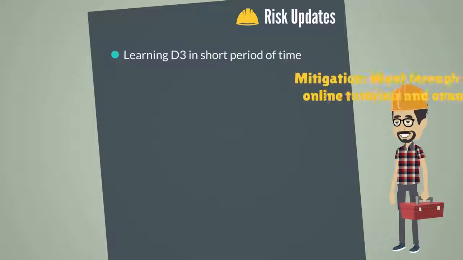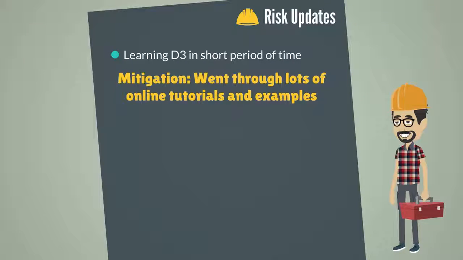As for risk updates, one of our initial risks was the difficulty of learning D3 to do simulation in a short period of time. So far, we've gone through a lot of online tutorials and examples to mitigate this risk, and we're able to successfully use D3 to draw static scaling SVG elements like the bike stations. So the more challenging risk is yet to come when we try to do the dynamic animation and simulation.